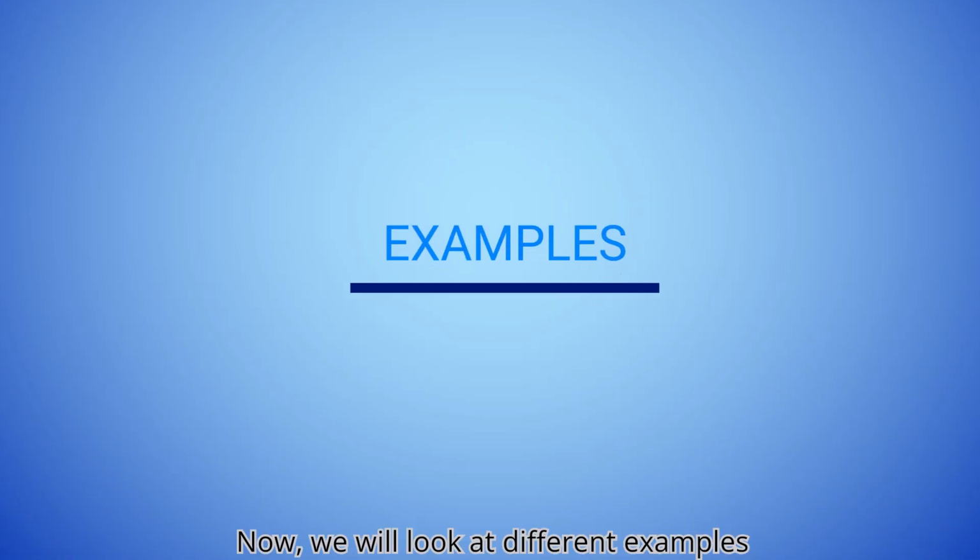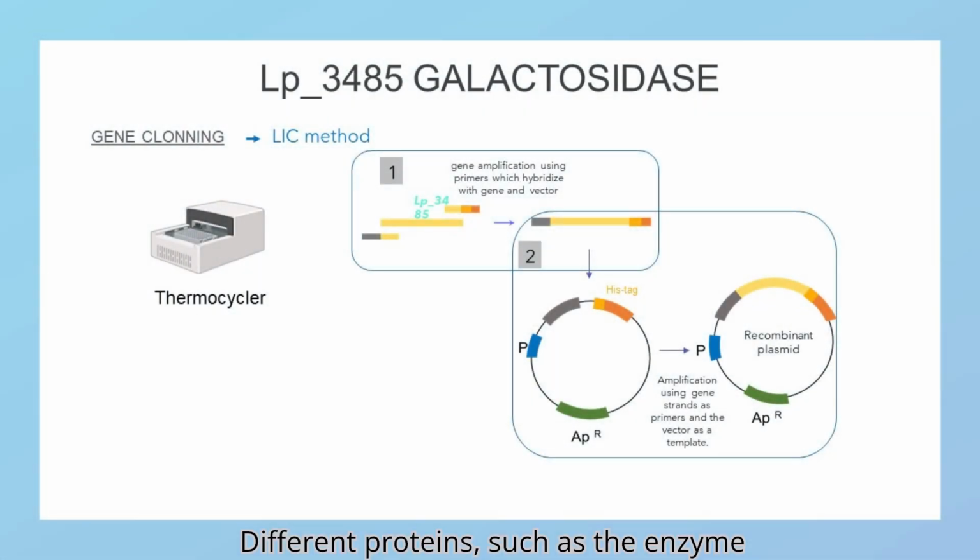Now, we will look at different examples of genetically modified proteins. Different proteins, such as the enzyme LP3485 galactosidase, can be genetically modified. This enzyme was cloned into the pURI3-Cter vector using the LIC cloning method illustrated in the diagram. This method consists of two main steps, facilitated by the design of reaction-specific primers. These primers have one region that hybridizes to the gene of interest and another region that hybridizes to the vector and contains a His tag sequence.